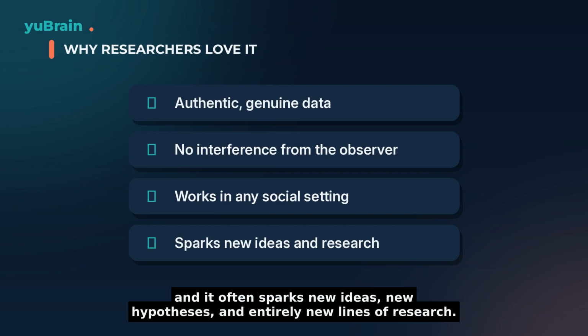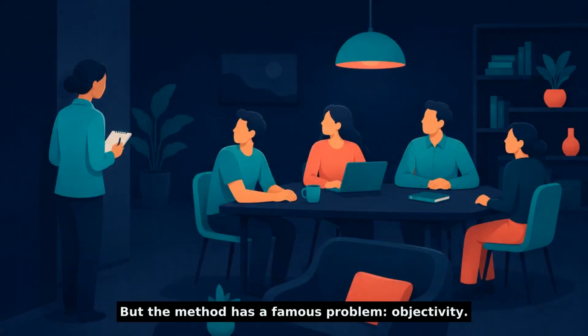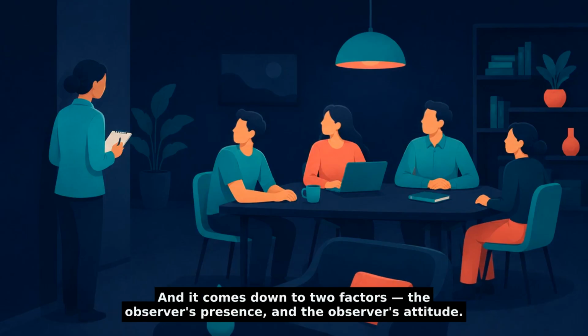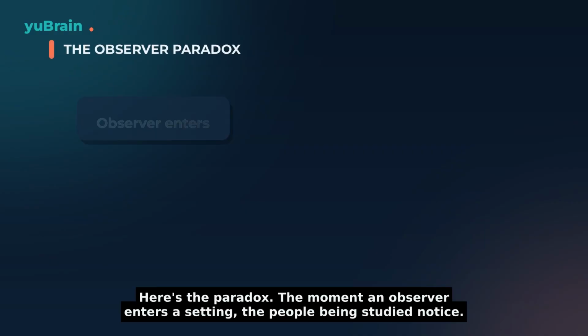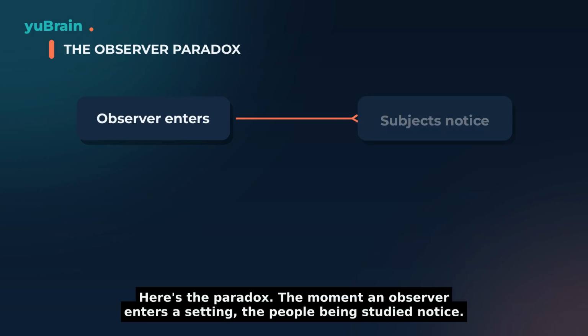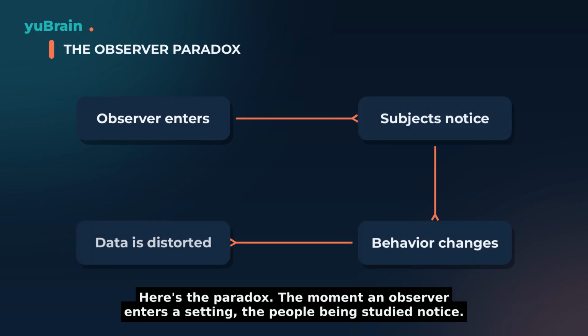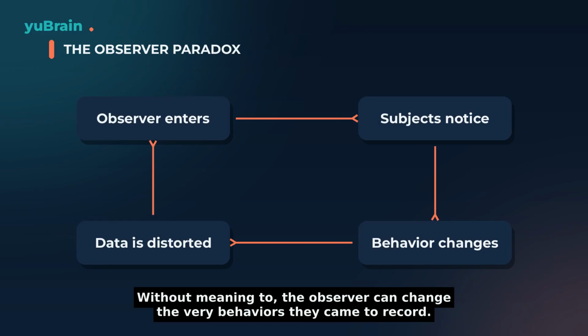The method works in any social or organizational setting, and it often sparks new ideas, new hypotheses, and entirely new lines of research. But the method has a famous problem: objectivity, and it comes down to two factors: the observer's presence and the observer's attitude. Here's the paradox. The moment an observer enters a setting, the people being studied notice. Without meaning to, the observer can change the very behaviors they came to record.